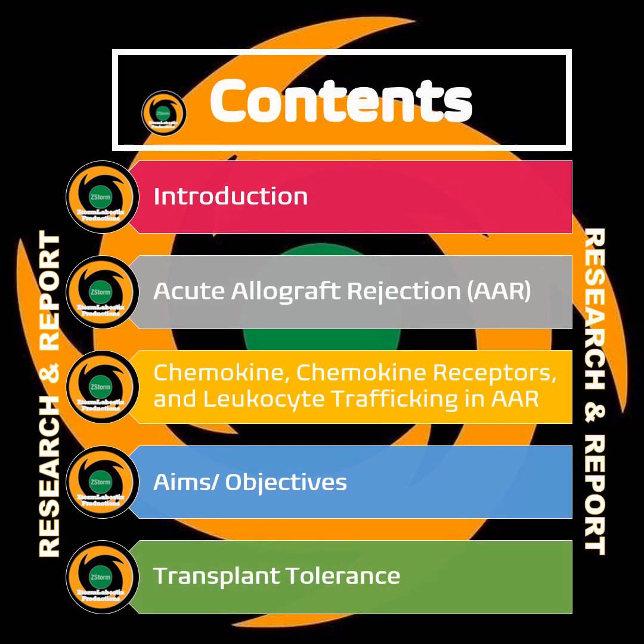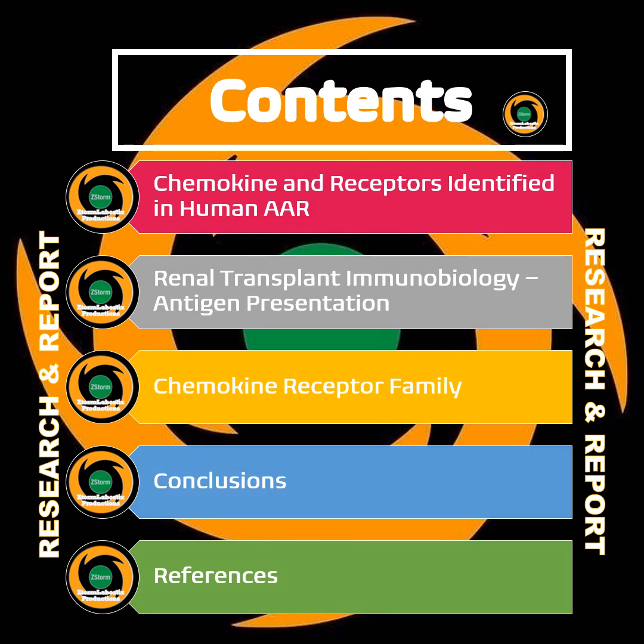So to begin with, a bit of contents. A look at acute allograft rejection or AAR, a look at chemokine receptors and leukocyte trafficking in acute allograft rejection or AAR, look at aims and objectives, look at transplant tolerance, look at chemokine receptors identified in human acute allograft rejection. I look at transplant immunobiology and antigen presentation, and look at the chemokine receptor family, and then some conclusion and some references or citations toward the latter part of this overview.